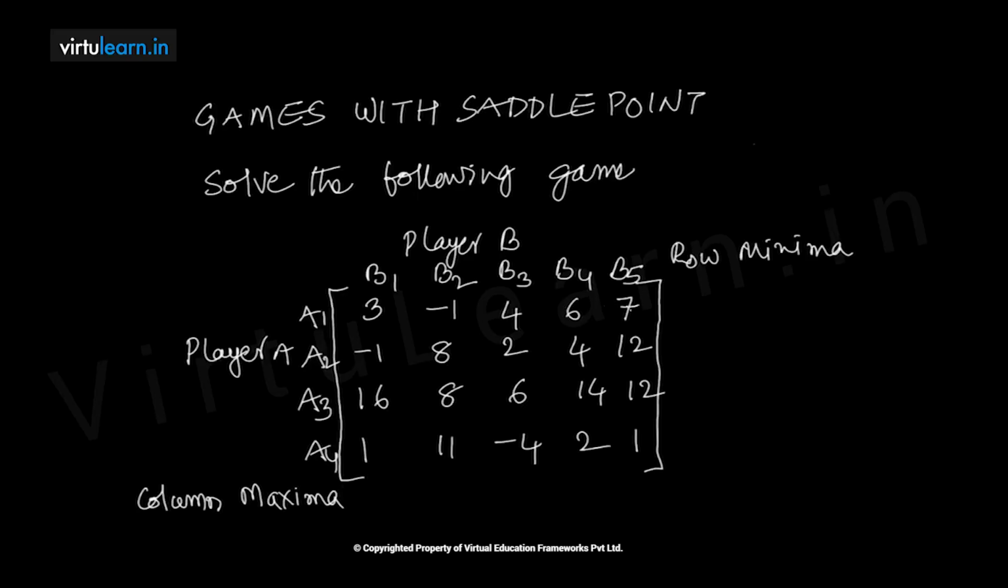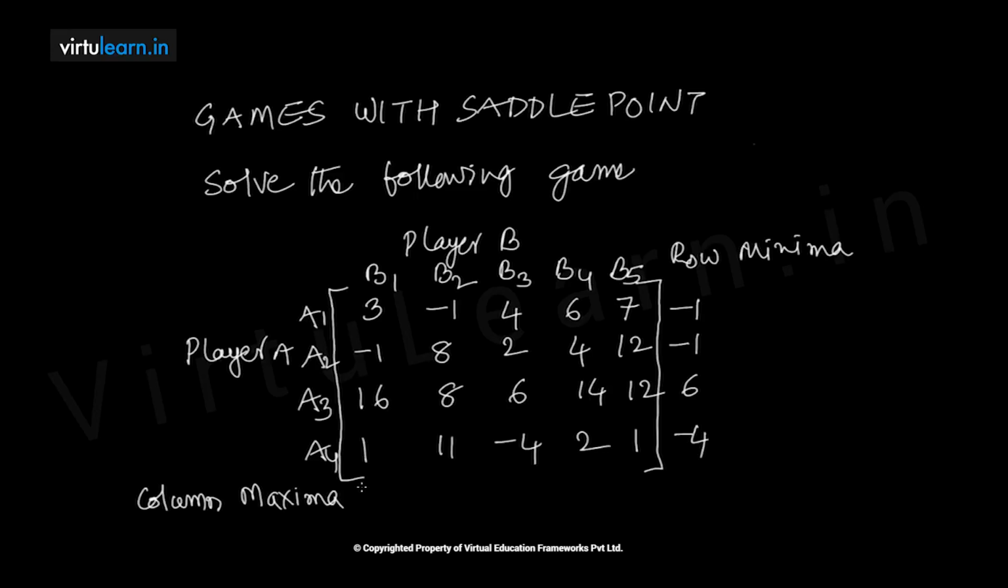For player A, we have 4 strategies A1, A2, A3 and A4. Now we'll check player A's strategy A1, for which there are the values of 3, -1, 4, 6, 7, out of which -1 is the least value. Similarly, for A2 strategy also, -1 is the minimum value. For A3, 6 is the minimum value. And for A4, -4 is the minimum value. So we call them row minima. That means the minimum value in each row is written under row minima.